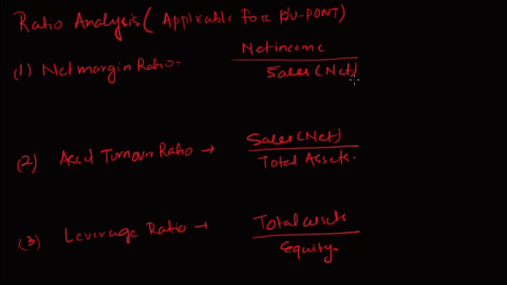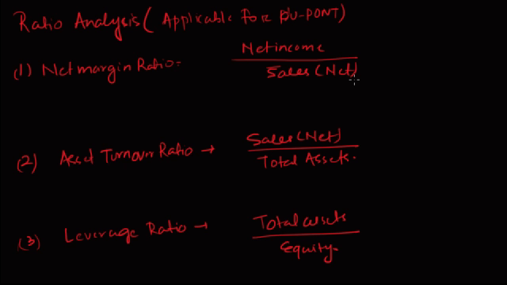As we are discussing DuPont analysis, we came across certain ratios. The first one is the net margin ratio, the second one is the asset turnover ratio, and the third one is a leverage ratio. So I thought of explaining each of the ratios in a bit more detail so that we would be able to understand DuPont properly. So let's focus on the first ratio. It's called the net margin ratio.